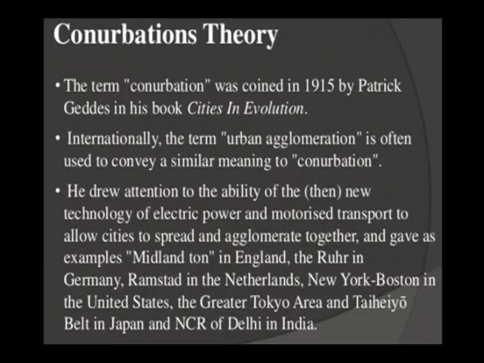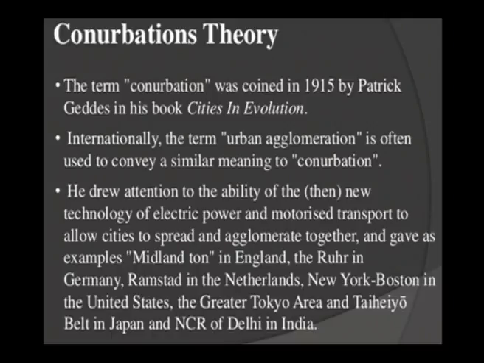He decided that city is not the end of the urban settlement classification. There is something more than a city, and the term he came up with is conurbation. The term conurbation was coined in 1915 in his book Cities in Evolution. Internationally, the term urban agglomeration is often used to convey a similar meaning to conurbation.